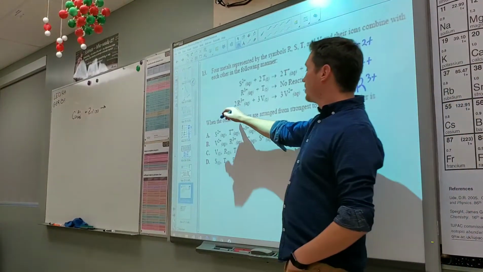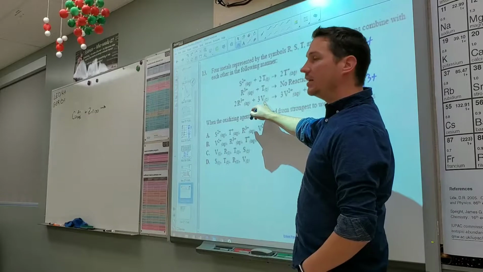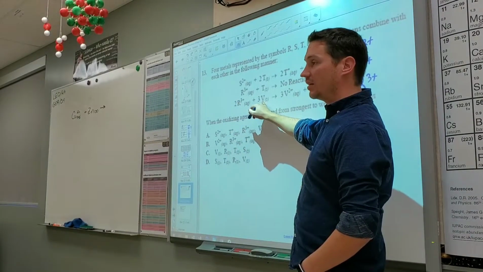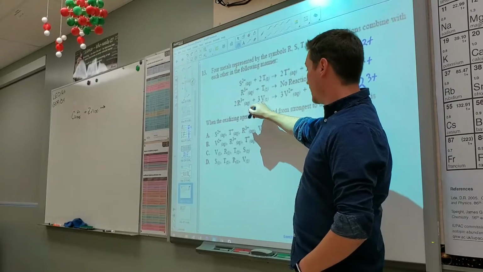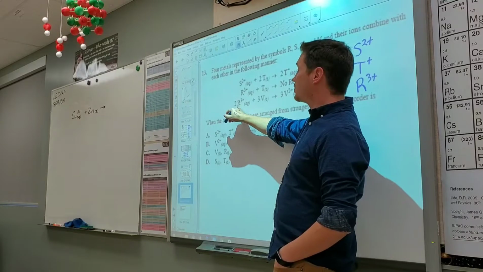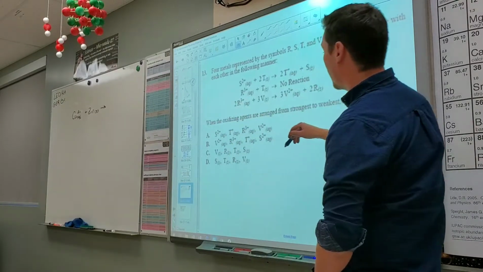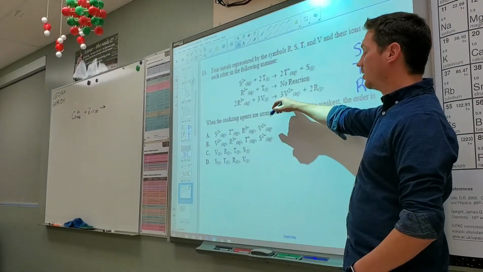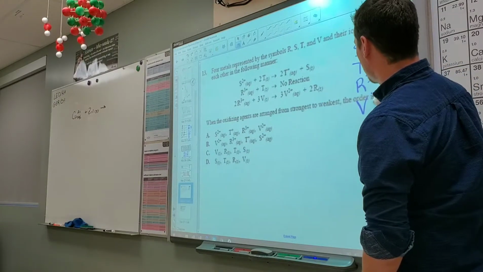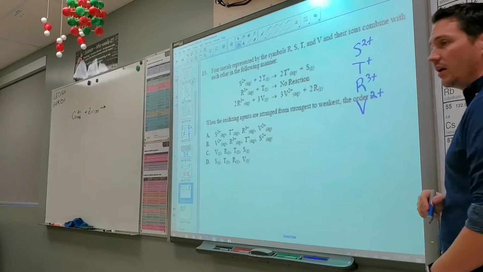Then we've got R3 positive and V. Does R3 positive successfully steal the electrons away from V? It sure looks like there's evidence that it did successfully steal it. So we'll put R3 positive where? Above or below V? Above V, so that means V2 positive has to be here.